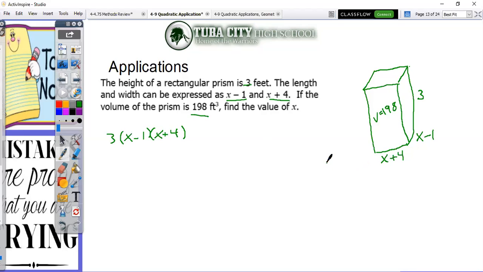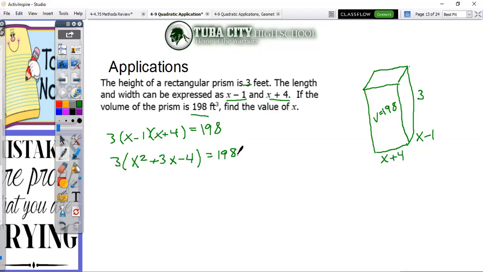And we're going to have it equal out to 198. All right, about as best as we can do. Let me go ahead and use the FOIL method because I want to get this evaluated for the two parentheses. So x times x is x squared. X times 4 is 4x. Inside is minus 1x. So 4x minus 1x is 3x. And lastly, last two numbers, -1 times 4 is going to be -4 equals 198.